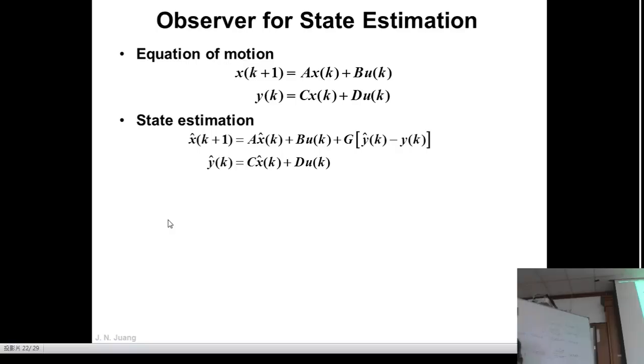I want you to keep your focus on those hats. From now on, we want to estimate the states. Assume we give you the u and y without hats. Those u and y are from measurement. All the hats mean you computed. All right.